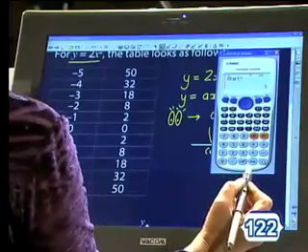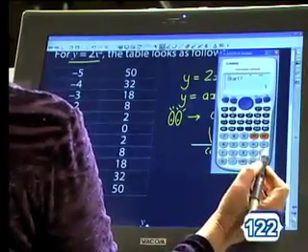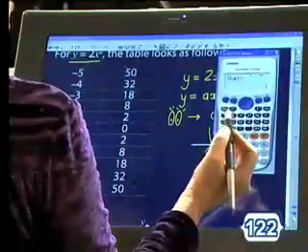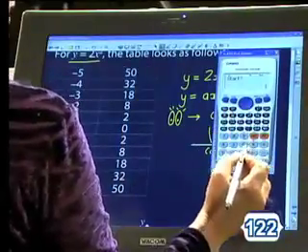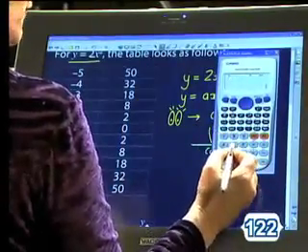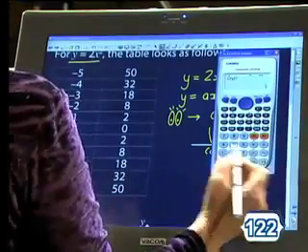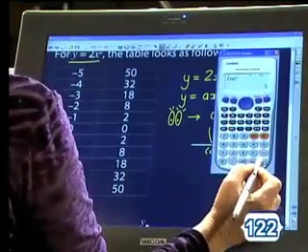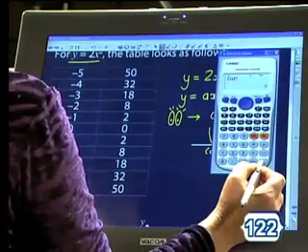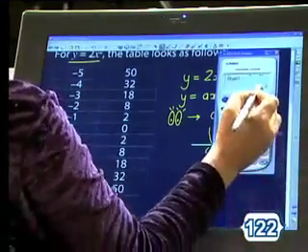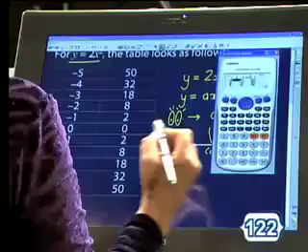Now remember, when we were doing trig graphs, it was important that we worked with degrees minus 360 to 360. I think it's quite nice to just work 5 units to the left of the y-axis, 5 units to the right, because that gives me a good variety, and I'm going to go in steps of 1.